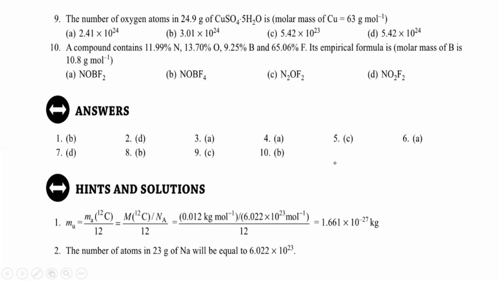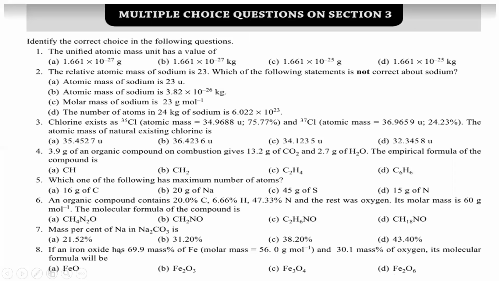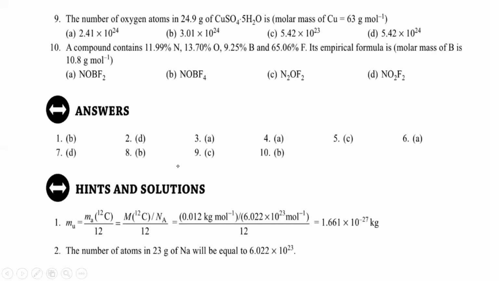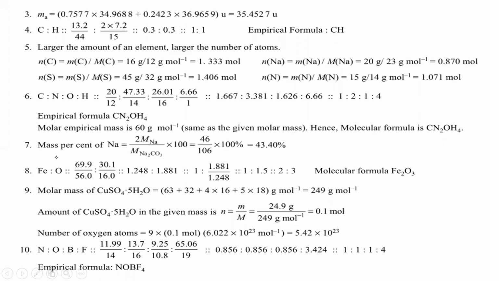Next, question number 8. If an iron oxide has 69.9% mass of iron, molar mass 56 grams, and 30.1 mass of oxygen, its molecular formula will be found just like empirical formula mass and molecular mass. You will get the answer. So you can see in the hints, iron and oxygen: 69.9% iron is divided by its atomic weight, that is 56. Similarly, oxygen 30.1 is divided by its atomic weight 16.